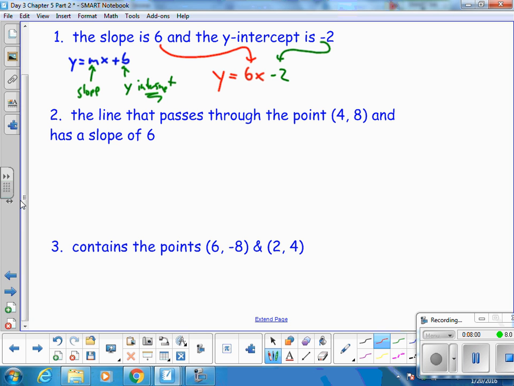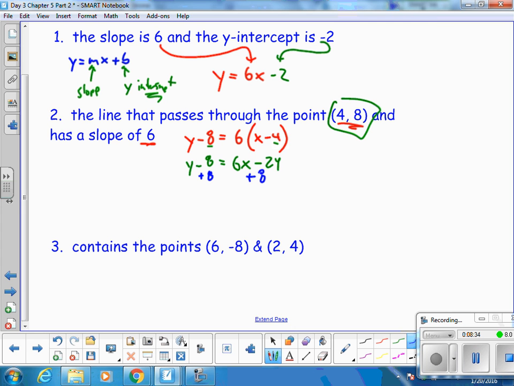Now this one's a little bit different. I know the slope. I know a point it goes through, but I need some other pieces of information. So I'm going to use this equation. There's my slope, y minus 4. Now notice I'm using a point that I know, and I'm going to simplify this out. Distribute that 6 to both sides, minus 24. Go ahead and add 8. End up with y equals, my slope is 6x, -24 plus 8 is -16.